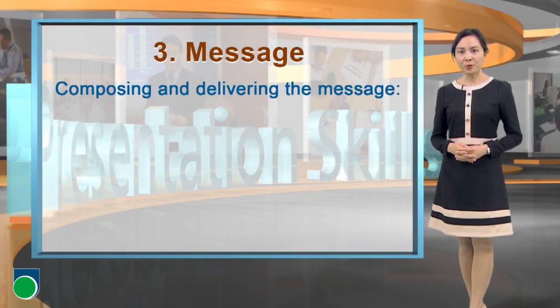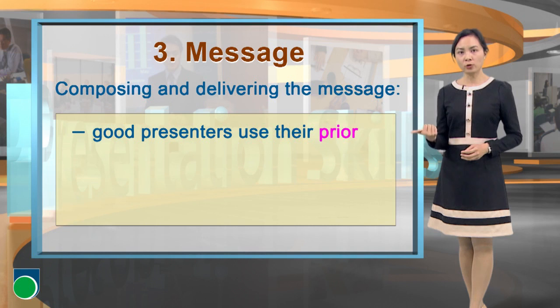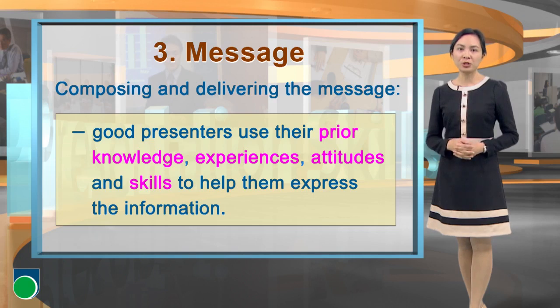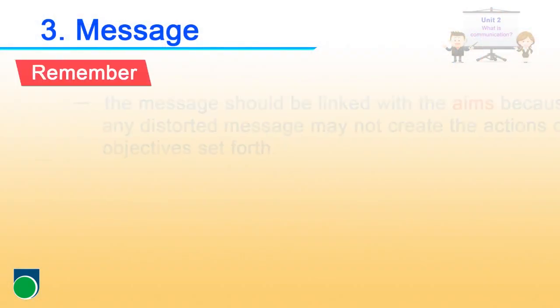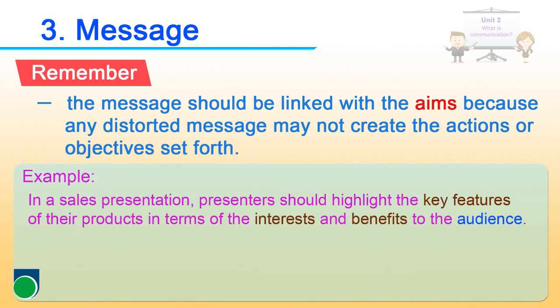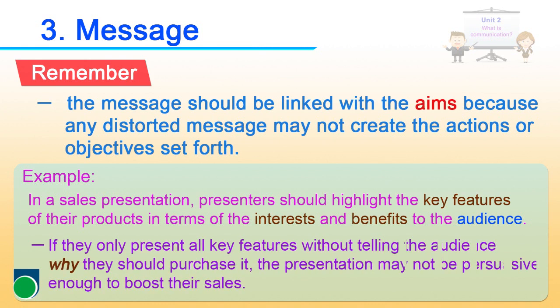When composing and delivering a message, you may use your prior knowledge, experiences, attitudes, and skills to help you express the information. Don't forget that the message should be linked with the aims, because any distorted message may not create the actions or objectives set forth. For example, in a sales presentation, presenters should highlight the key features of the product in terms of the interest and benefits to the audience. If they only present all key features without telling the audience why they should purchase it, the presentation may not be persuasive enough to boost their sales.